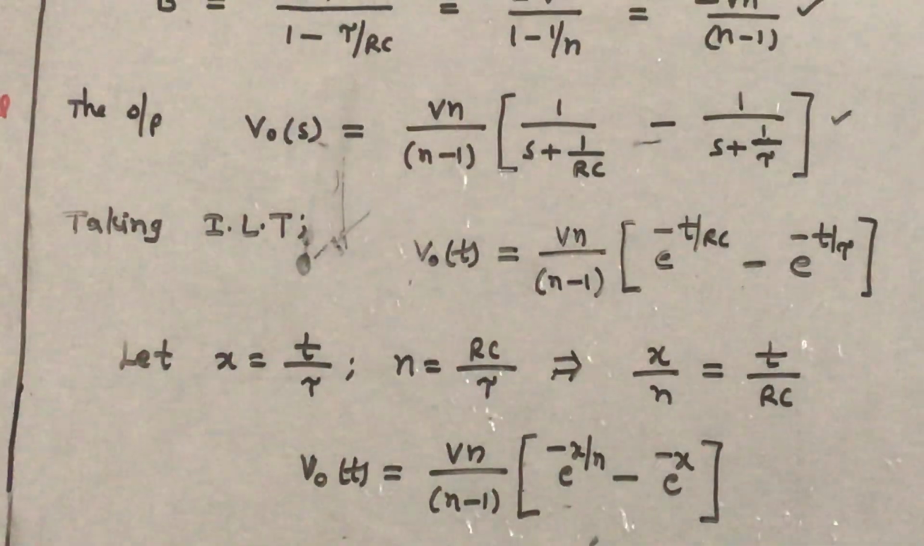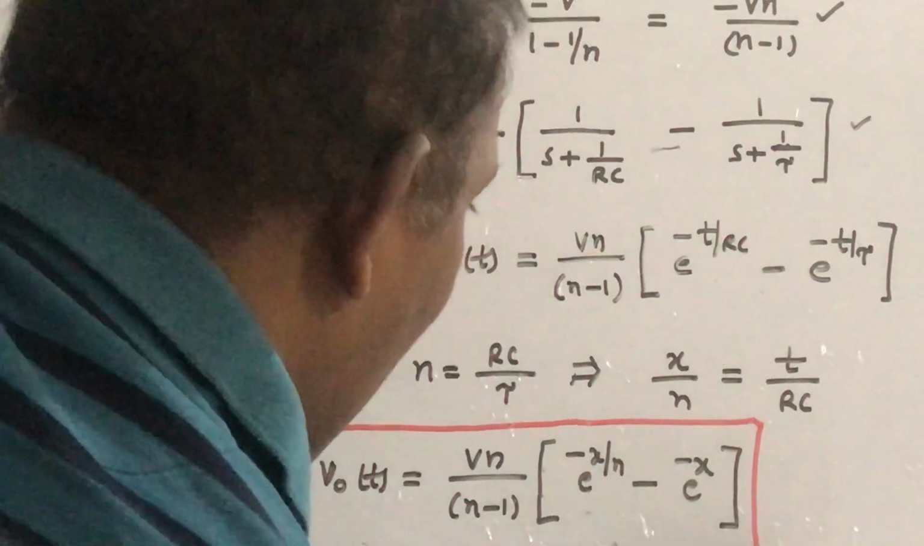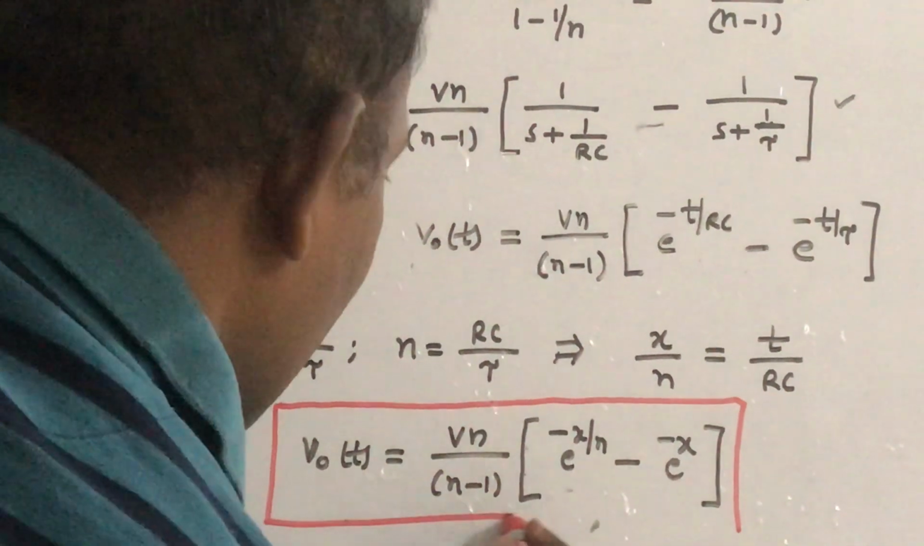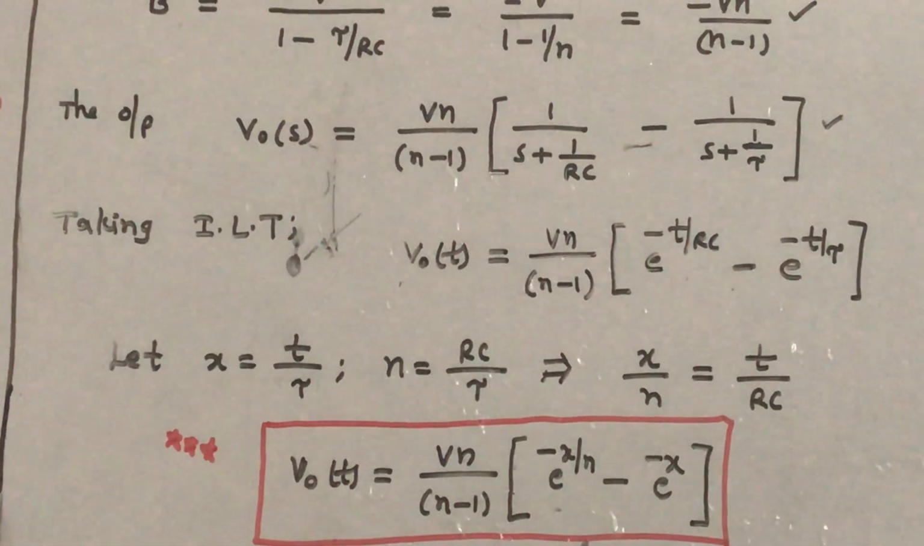So this is what you have to derive in the examination. That is the output expression of the RC high pass circuit with exponential input. This is the expression you have to derive in the examination.